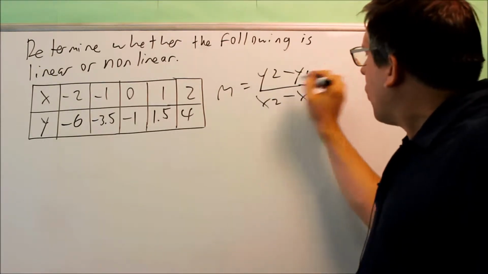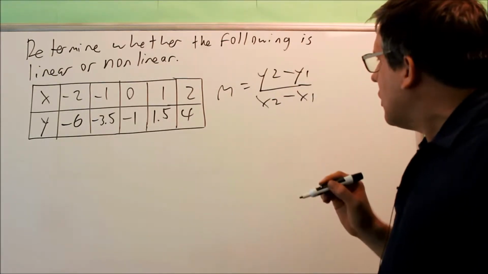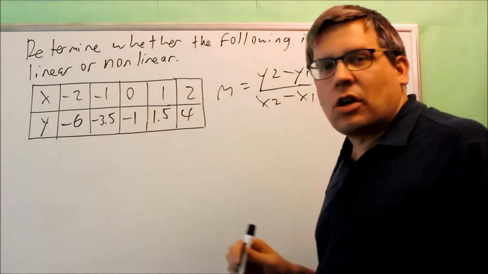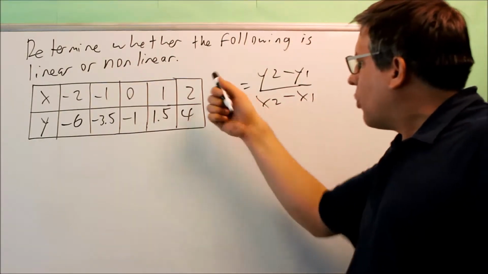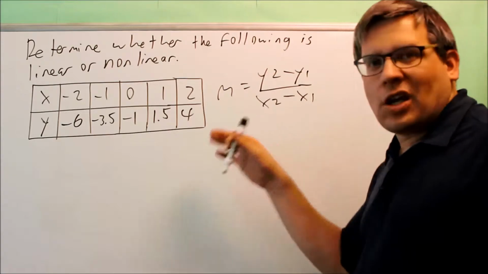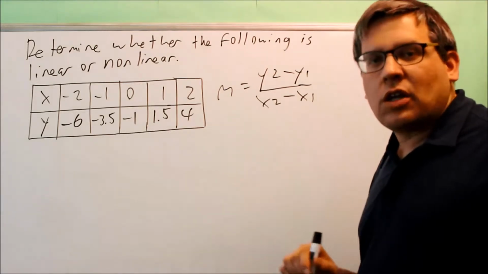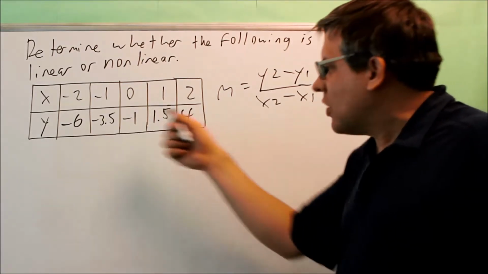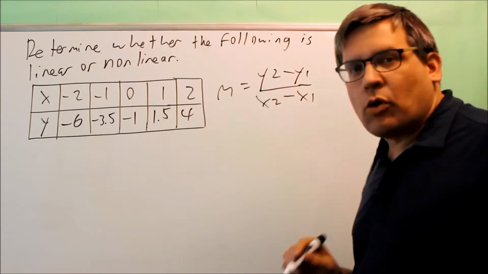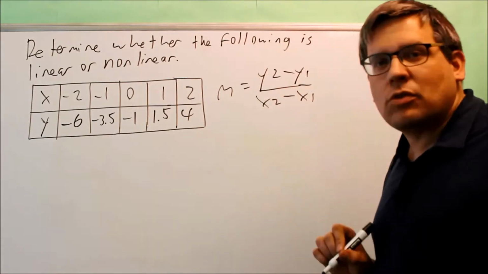So now y2 minus y1 has to be the same all the way across, because if I have 2 points and I want to determine a line, that means I can pick any 2 points and I'm always going to end up getting the same slope. So if I get a different value for y2 minus y1, that means that it's not going to be linear.